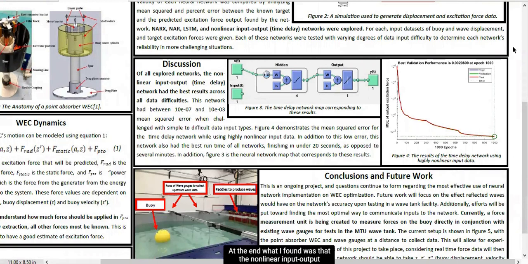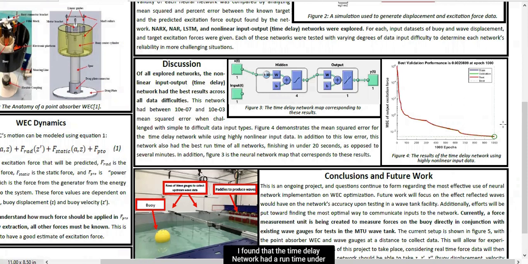At the end, what I found was that the nonlinear input-output time delay network had the best results across all data difficulties. Figure 3 shows a map of such a network, and figure 4 is the mean squared error of the output of the excitation force for the training, validation, and test process, for the most challenging set of data, the highly nonlinear input data. This network had an error of 10 to the negative 3, but with our more easy to predict data, it had an error of 10 to the negative 7th mean squared error, which are within our range and acceptable for our purposes.